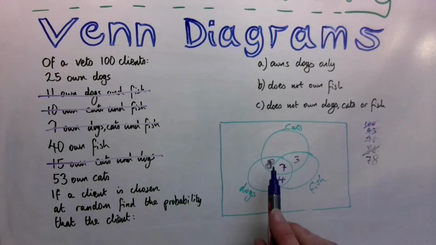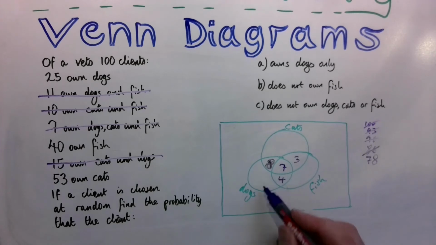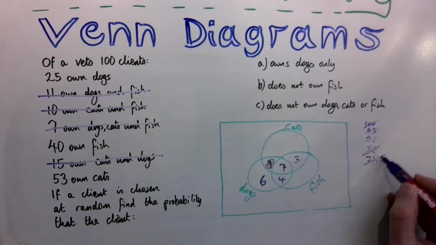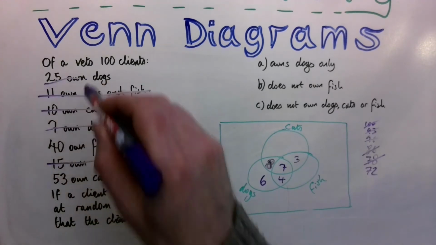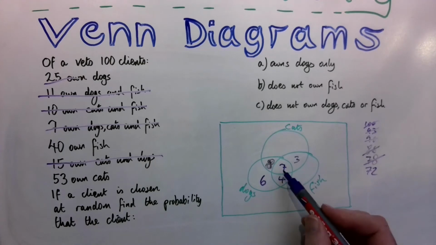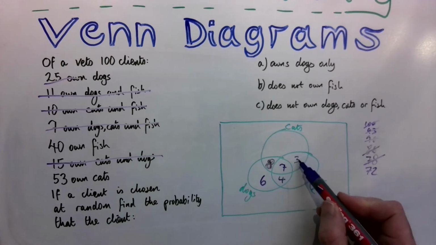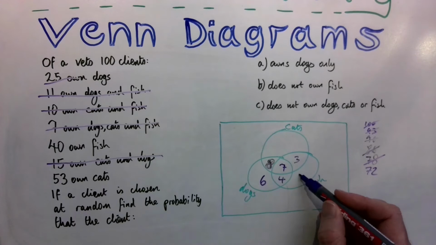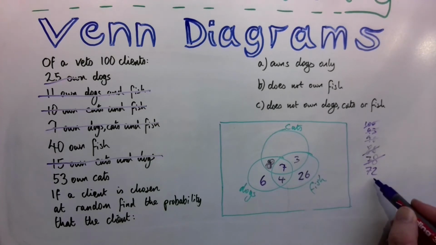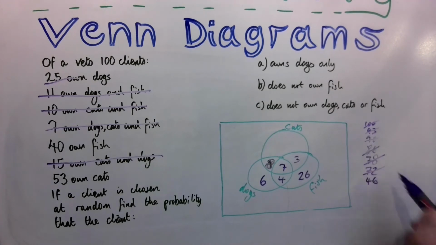25 we've got dogs altogether. I've got 15 there, 19 plus another 6 gets me down to 72. 40 own fish, that's a lot of fish owners. 11 plus 3 is 15. So, no, it's not. 11 plus 3 is 14. 14 plus 26 is 40, so we must have 26 there. So take another 26 off, and that is going to be 46.